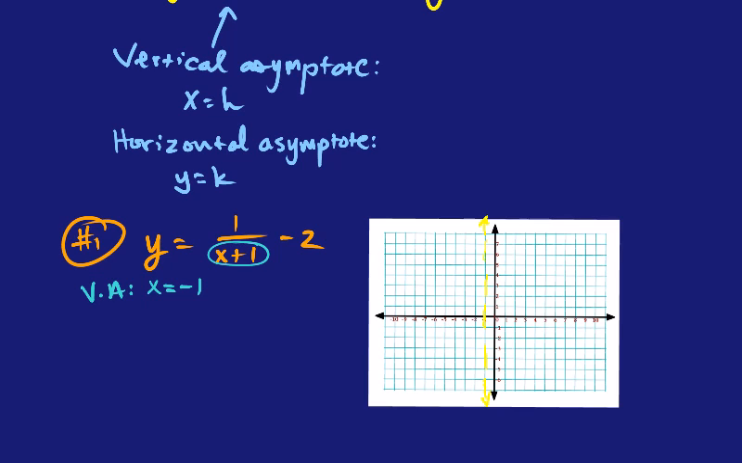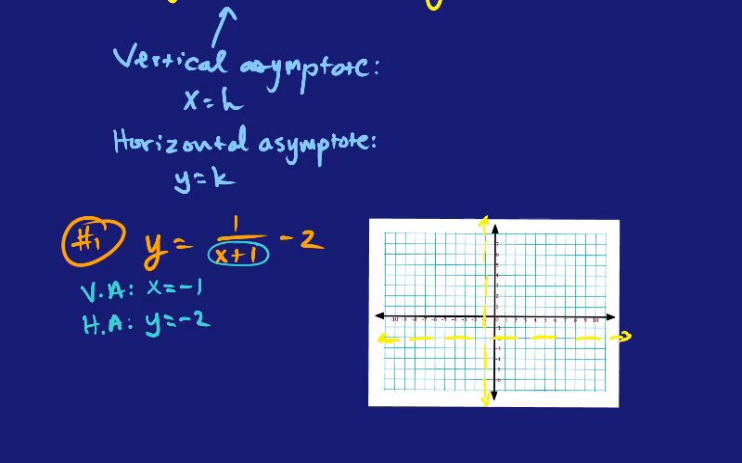Then the next one, horizontal asymptotes. Once again, it's normally at y equals 0 for this form, but since there's a shift down two, that's what the -2 at the end is saying, it's going to be at y equals -2. So at y equals -2, I'm going to draw a horizontal asymptote on my graph.